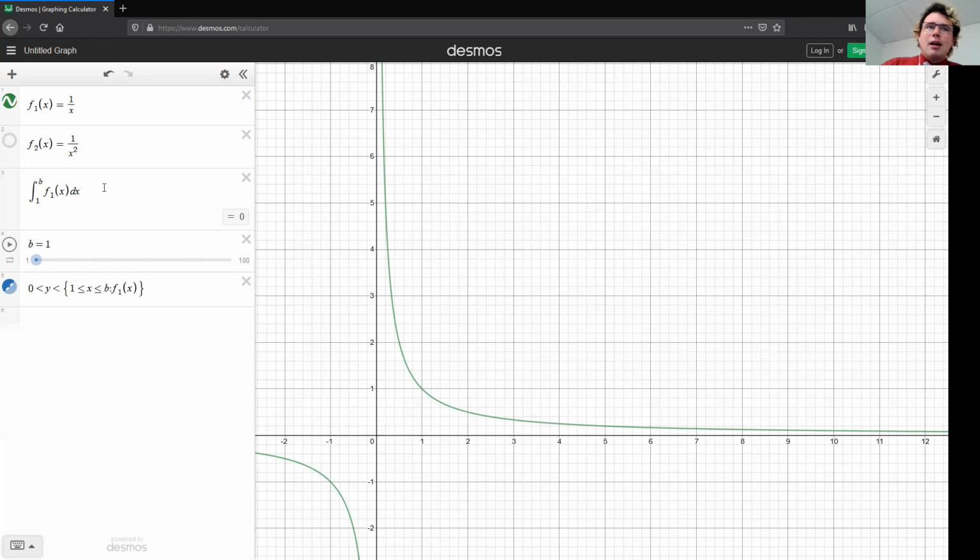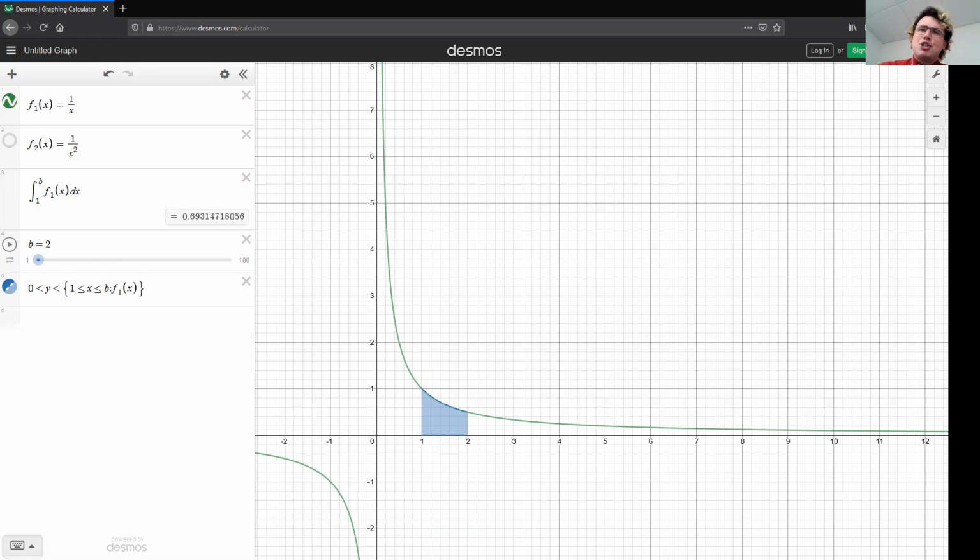Now, I've left b here as a slider, so I can move it over. And my equation 5 here is highlighting the area that this integral represents. So right now I've got b equals 2. The value of this integral will be 0.69314 and so on. And that's exactly how much area is shaded in blue here.